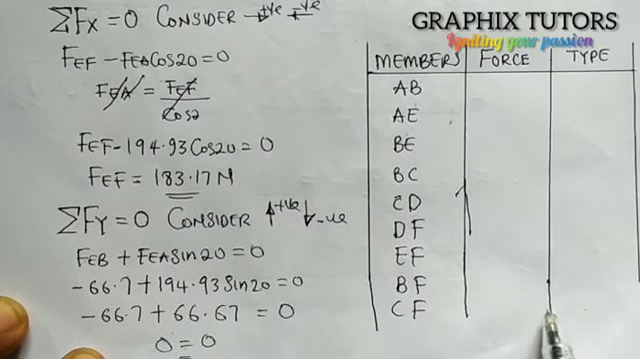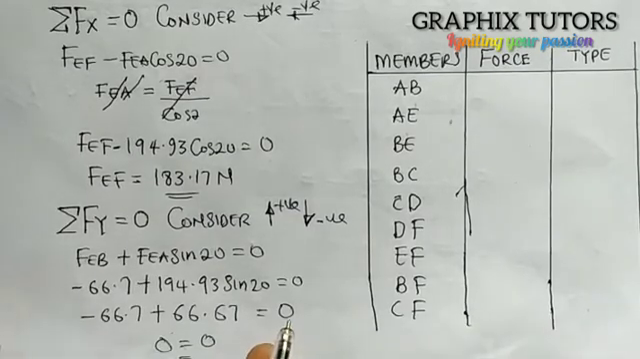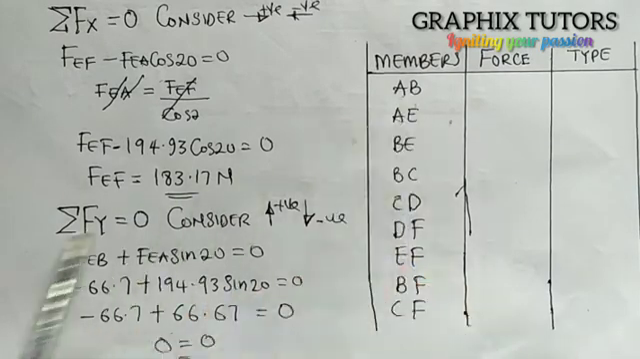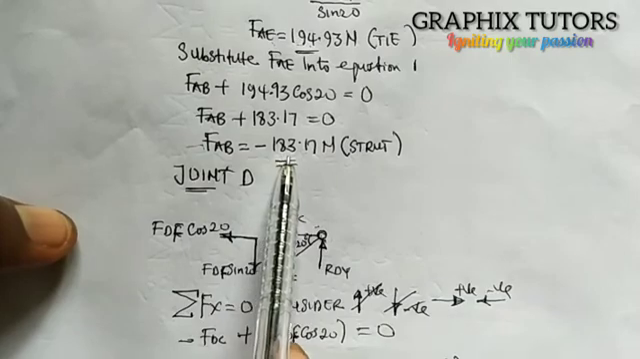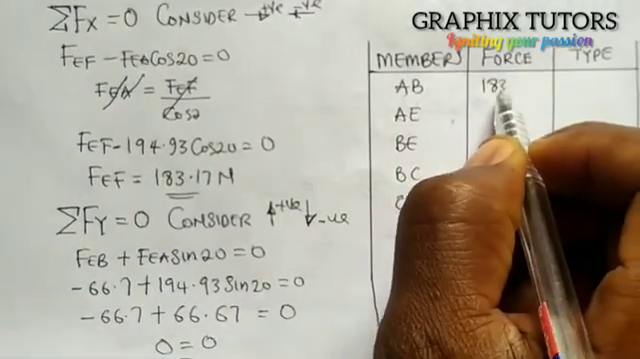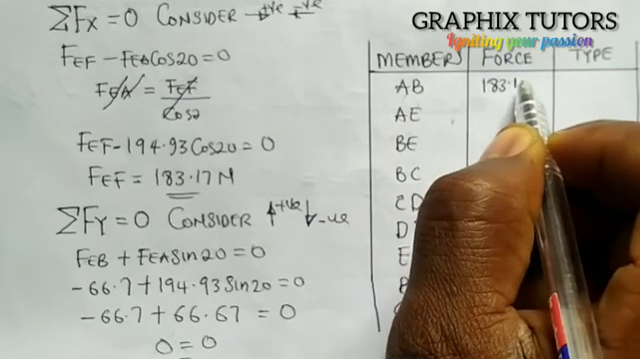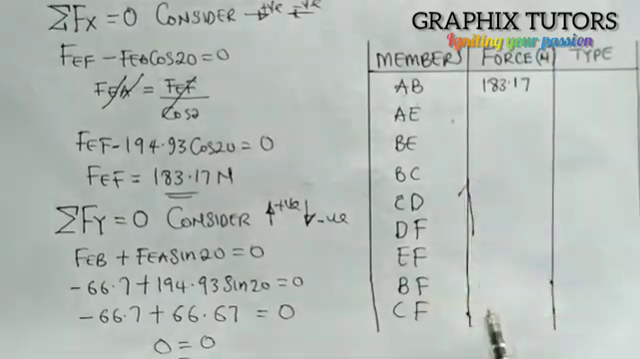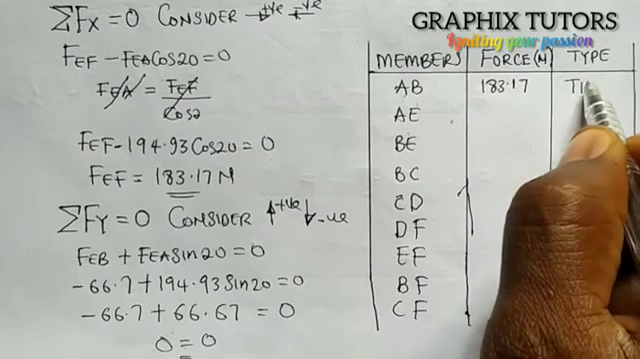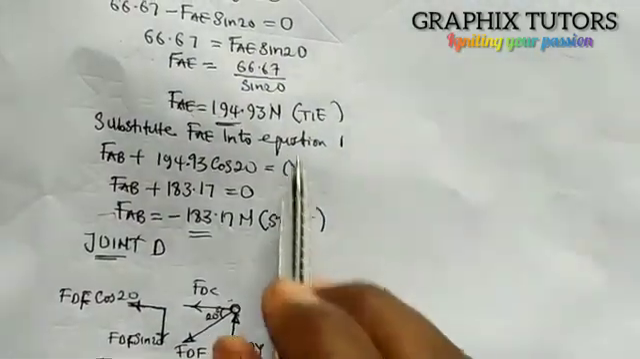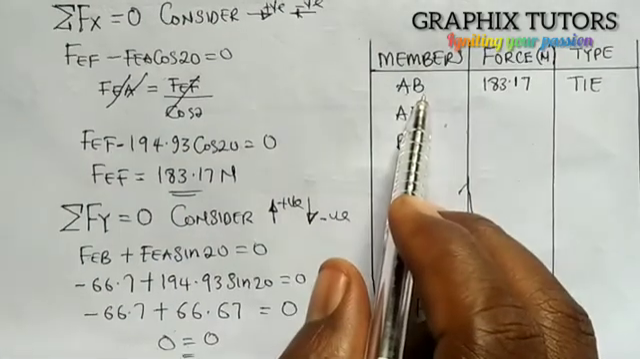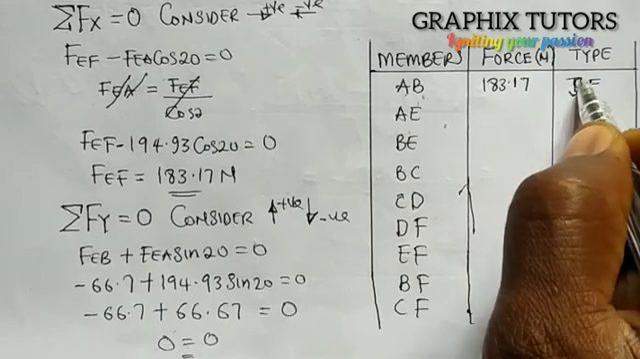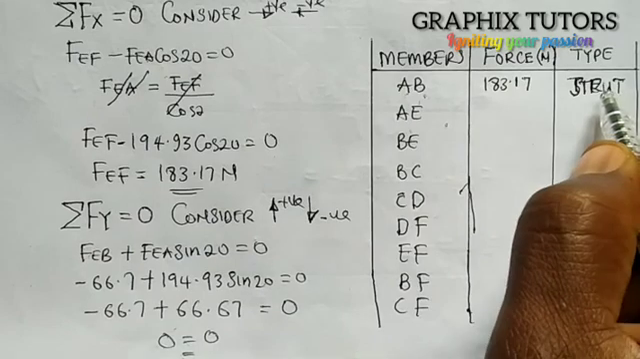Now you start inputting all the values you have in those members. So if you do that, at member AB, we'll go to our first solution here. We'll just say that our member AB is given as negative 183.17. So you just write 183.17, right? In front here you just put Newton to show that everything is in Newton. And the type of force which I showed you earlier, I explained how you know if it's a tie or not. AB is minus 183.17, that's a strut, sorry. So you just write strut there.